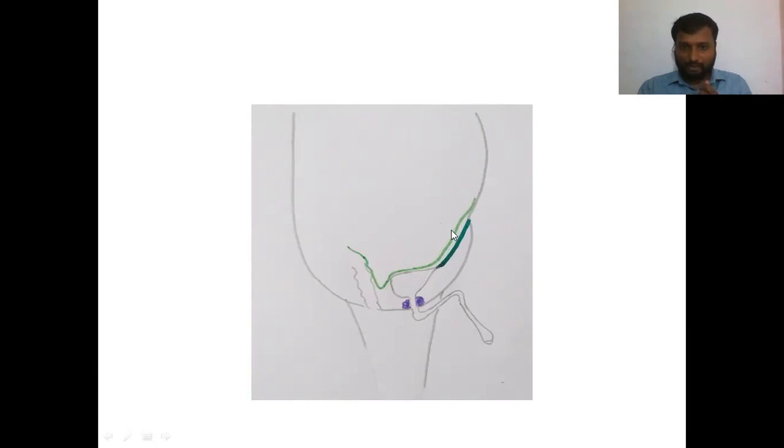So in males, it is covered with peritoneum. See this green colored one, it represents the peritoneum. The retrovesical pouch is a part of that peritoneum. Anyway, this line represents the peritoneum here. So the superior surface in case of males is completely covered with the peritoneum.